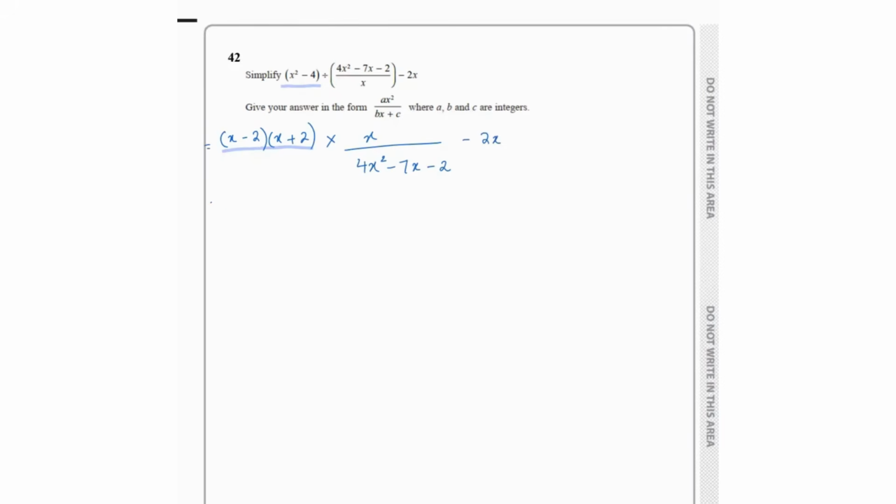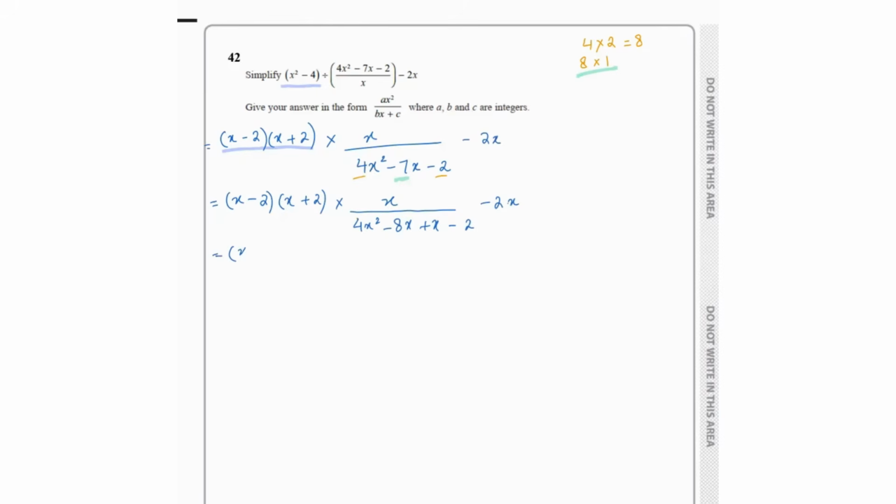Now, let's simplify the quadratic expression in the denominator over here. So 4 times 2 is 8. Multiply the coefficient of x squared with the constant. So 4 times 2, 8. Now we find factors of 8, which are 8 and 1, factors which when added or subtracted give us the middle term. So that's going to be 8 and 1 because 8 minus 1 is 7. So 4x squared minus 8x plus x minus 2, and the minus 2x comes as it is.